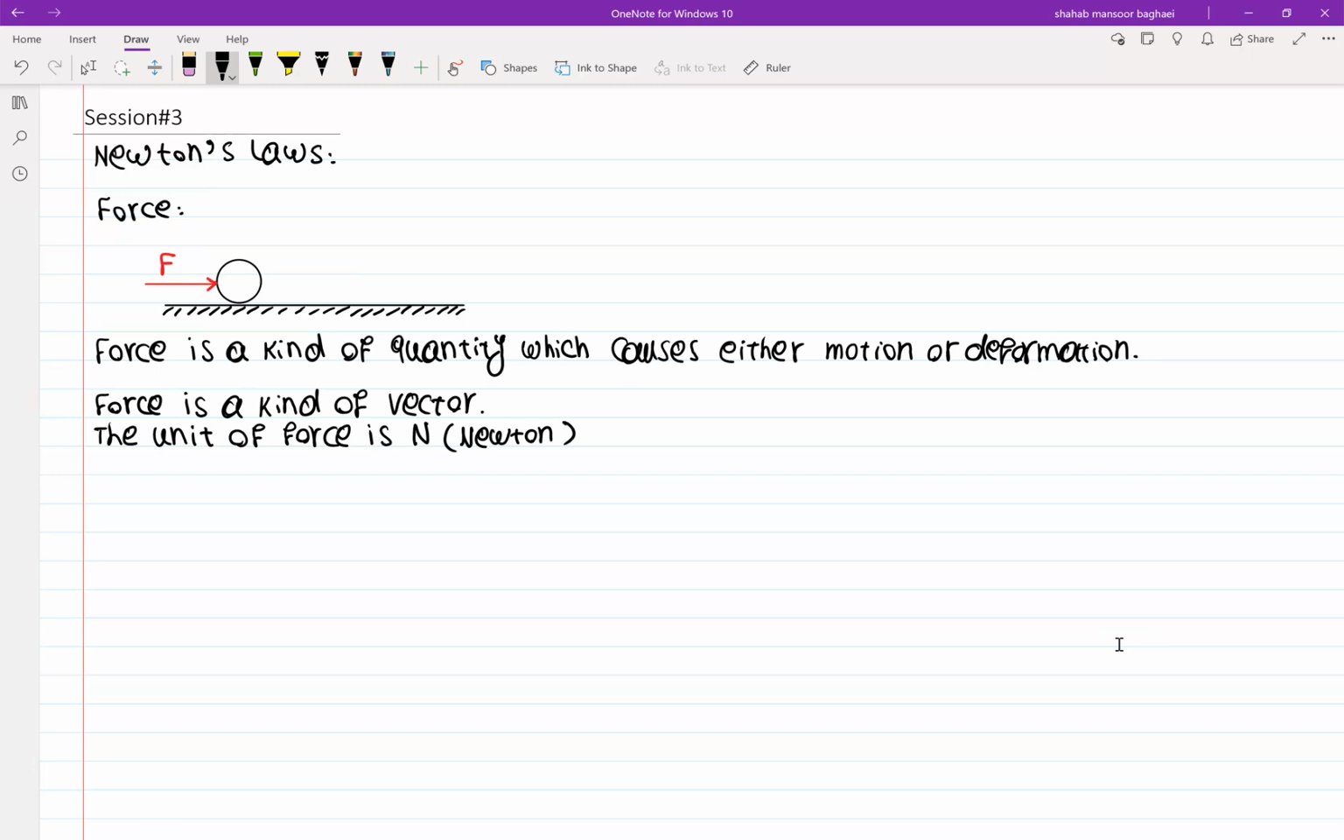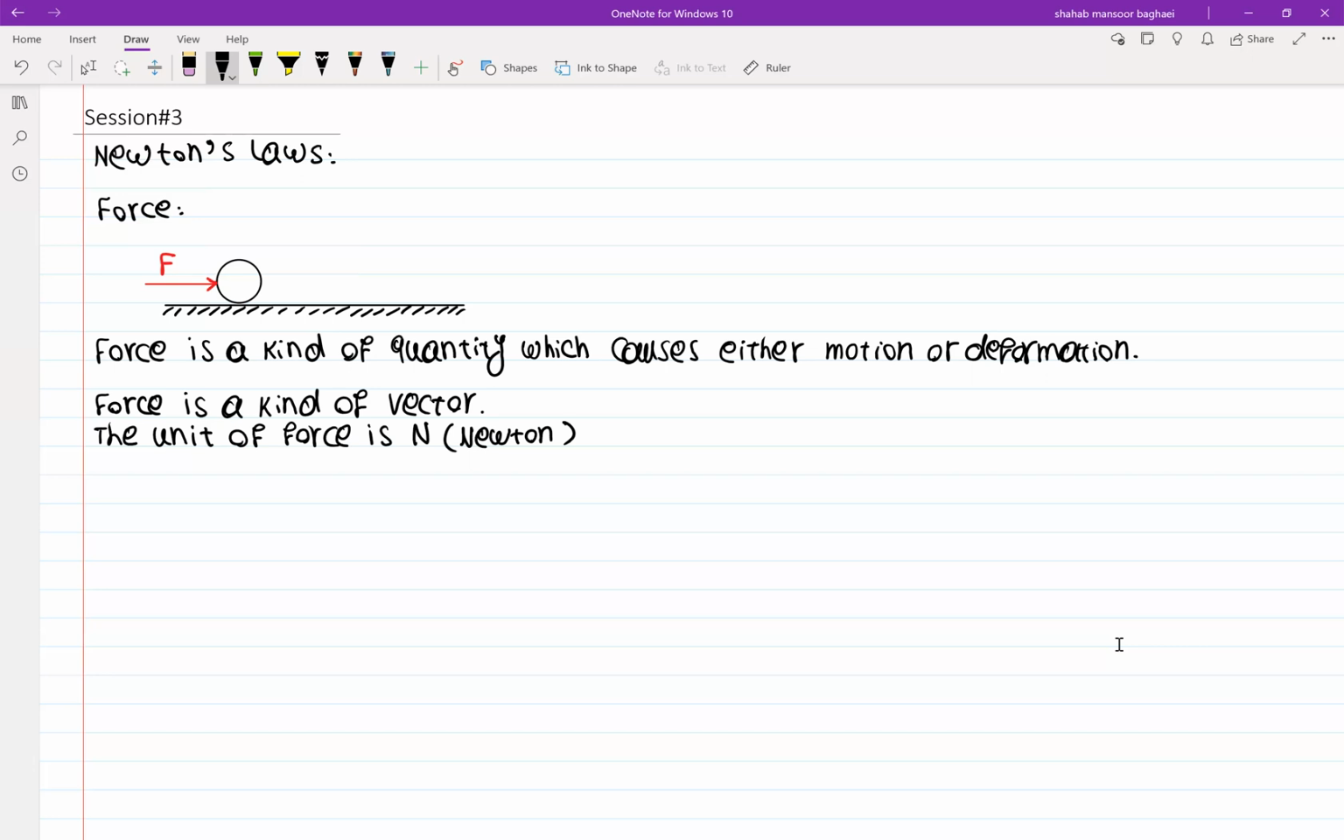Like this. For example, 100 newtons, 5,000 newtons. This is the magnitude. And you need direction as well. For example, it's to the right, or it's to the left, or upper right, or lower left. You should know both of them. Okay.